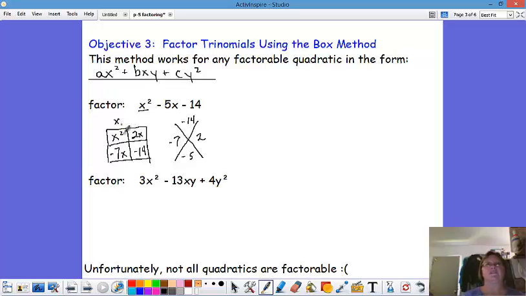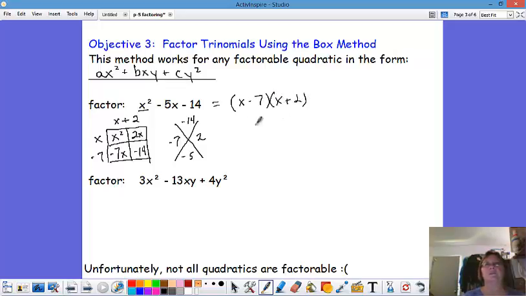Now you're good to go, because you think, okay, this x squared comes from multiplying column times row, so this also has to be an x. And you think to yourself, okay, this 2x is the result of multiplying a column times a row, and if x is the row, then the column must be 2. x plus 2 up here. In a similar manner, this has to be negative 7 because it multiplied x with some number to get negative 7x. So our factors here are x minus 7 and x plus 2.